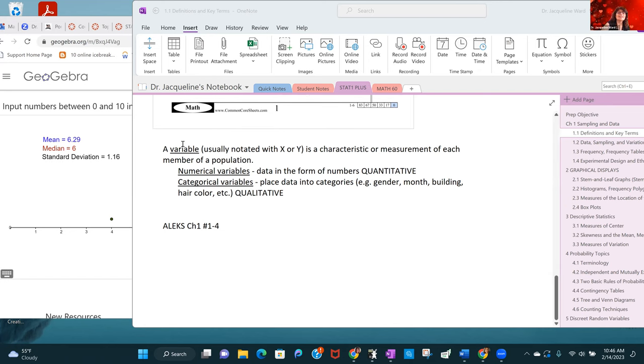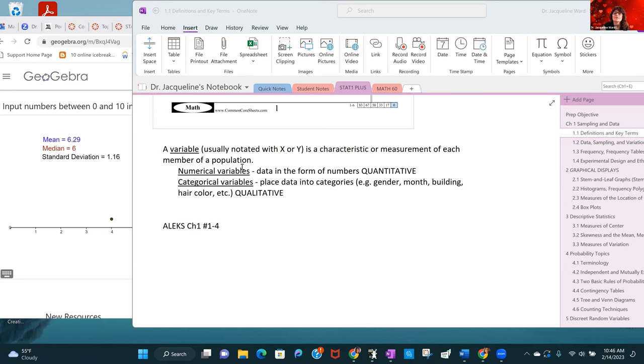All right, so next up, again, some key terms. A variable, usually notated with an X or a Y, like we see in algebra. It's a characteristic or a measurement of each member of a population. So maybe the variable is the average hours of sleep that someone gets per night. Or maybe it's how much they like the album that they bought: hate it, it's okay, love it, whatever. Maybe there's some category.